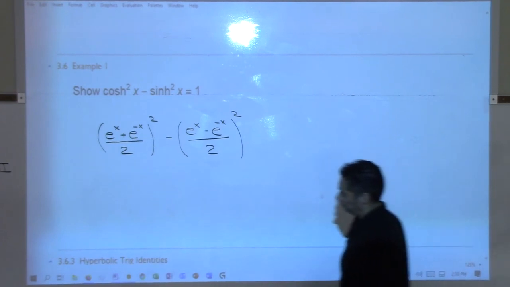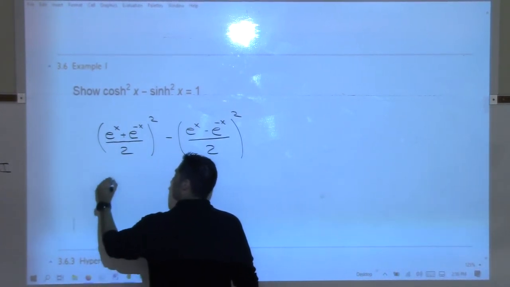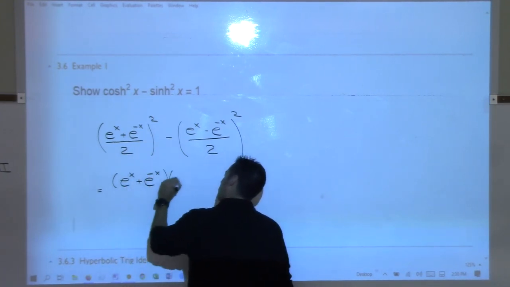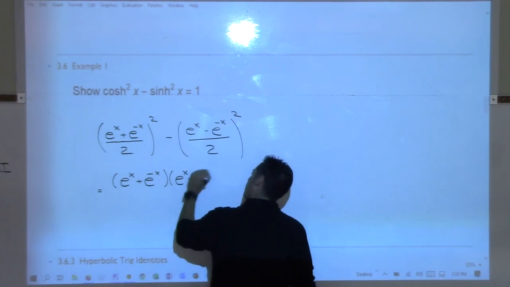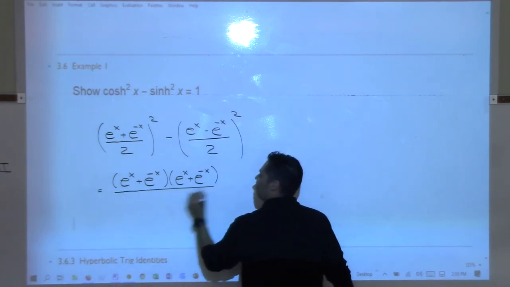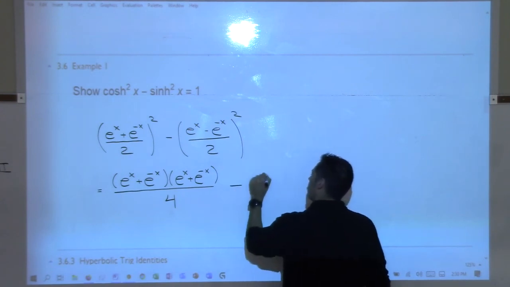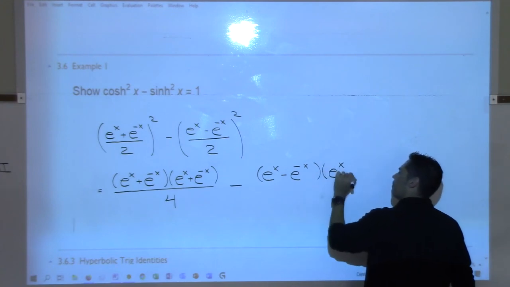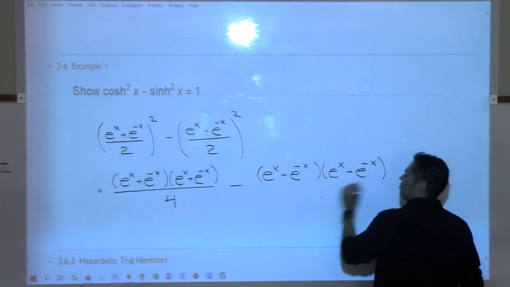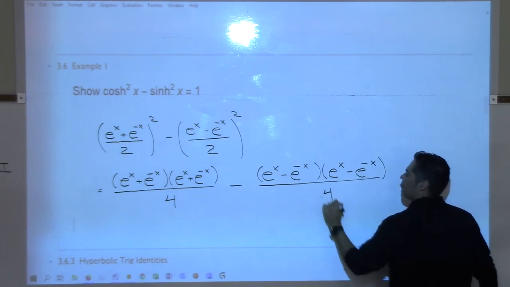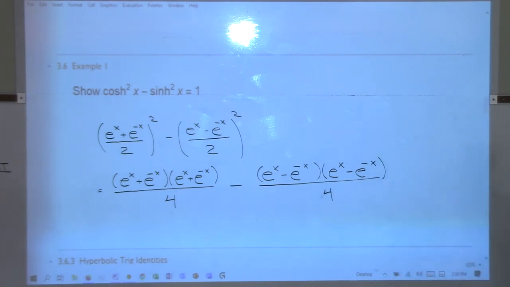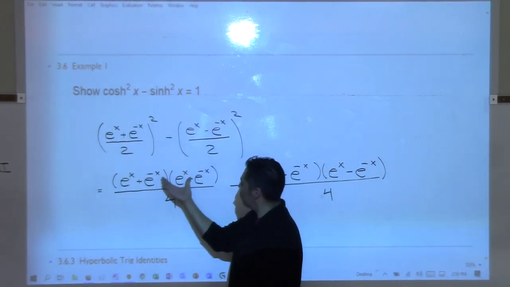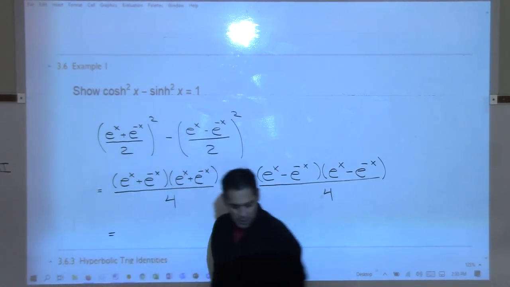So now let's square. When we square, I'm going to take my time on this. All right, so I'm just rewriting it. So just square the top and bottom. And I haven't actually squared this. I'm going to do that on the next step.